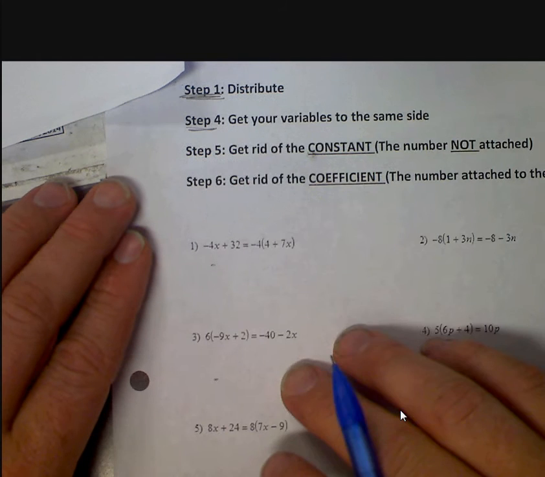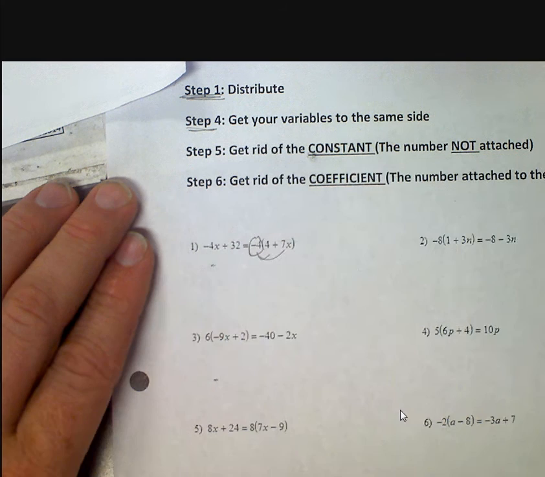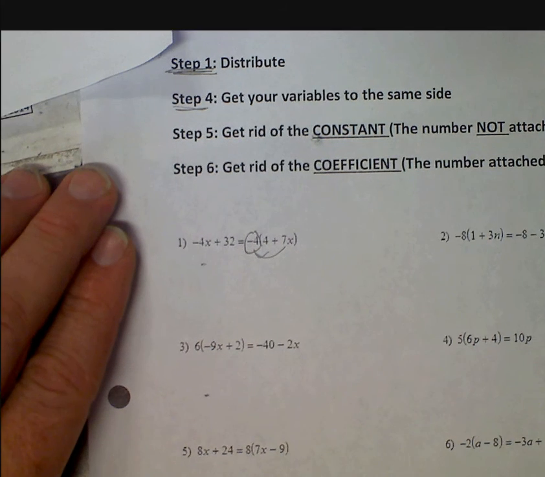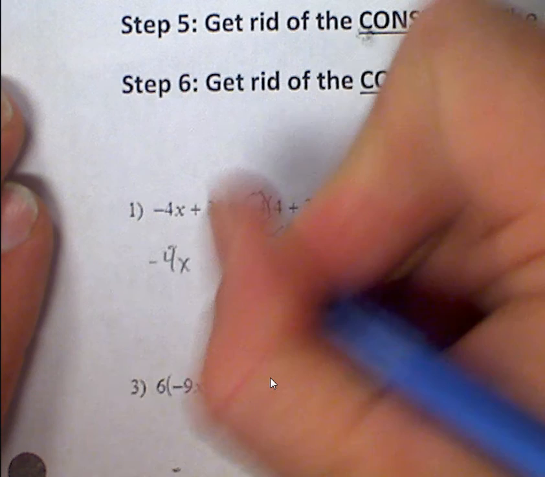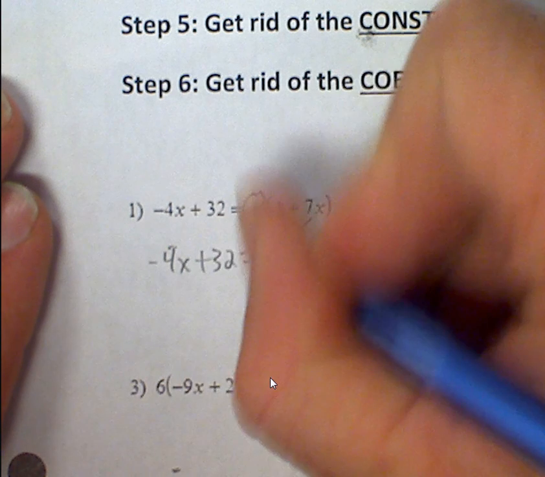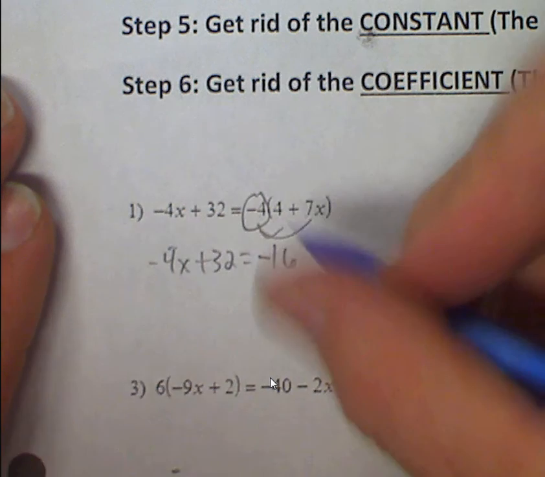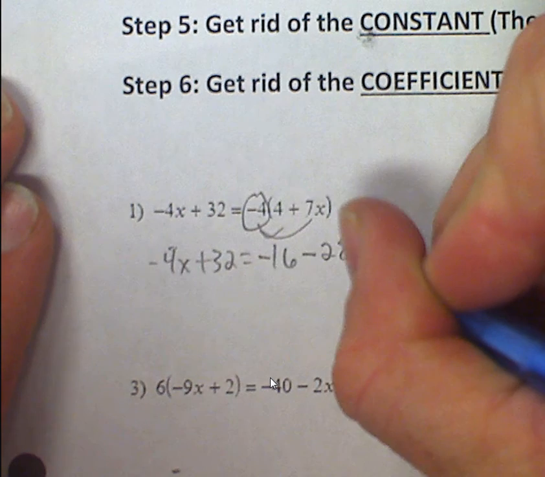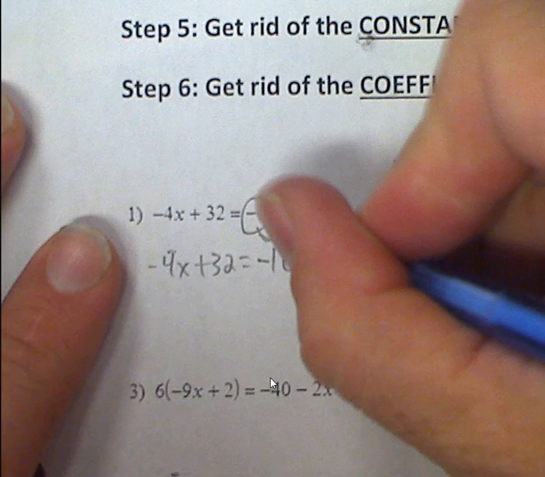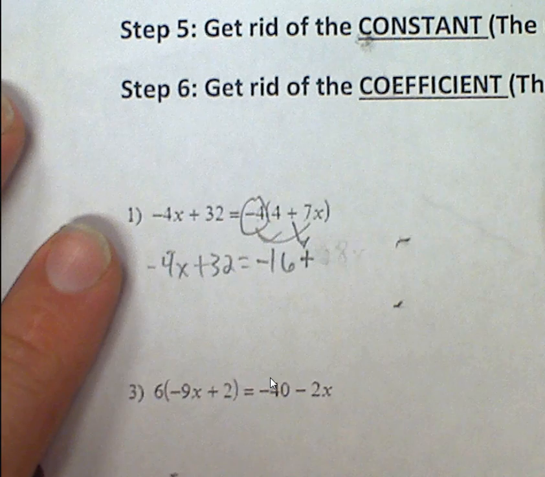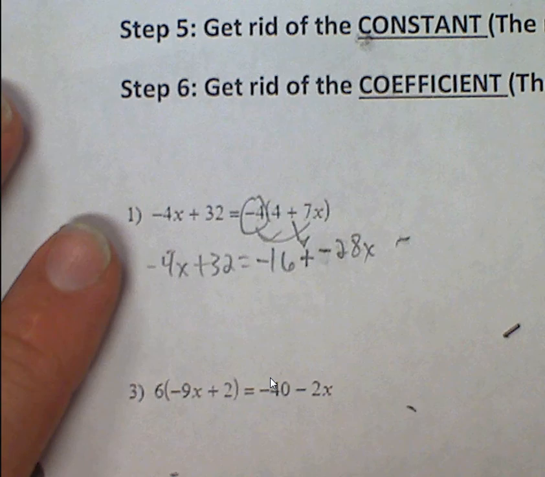On number 1, the first thing that we always do, step 1, is we distribute. So that's what we're going to do first. We got negative 4x plus 32 equals negative 16. Negative 4 times 7x is a negative 28x. Remember, it does not matter if you bring the plus sign down and have negative 28x behind that. It is all the same thing.